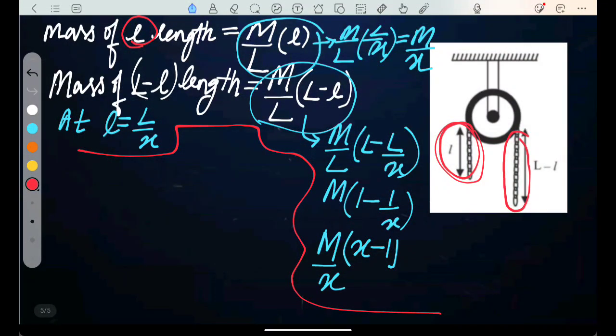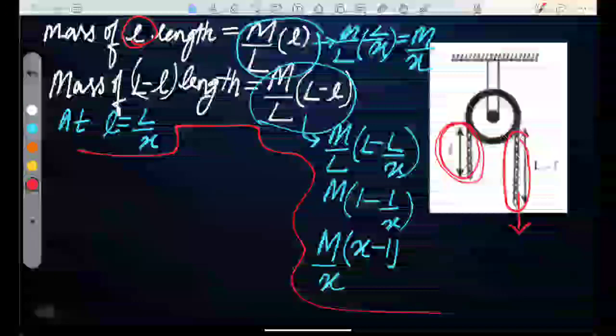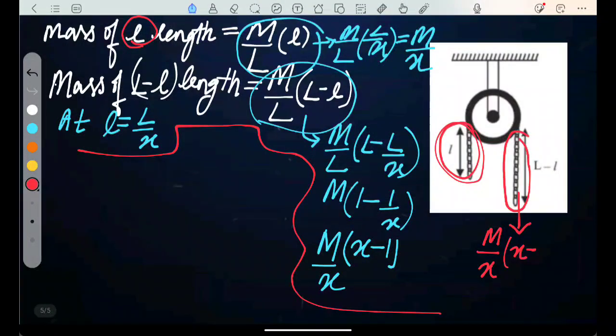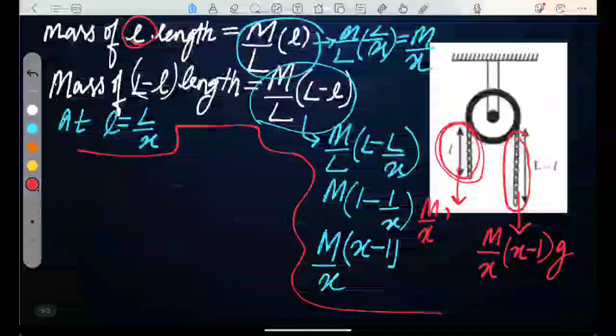The force exerted by this portion of chain in the downward direction is going to be mass times g. What is its mass? The mass of this portion of chain, L minus the small l portion, is going to be, so I'll write, m by L times (L minus l) times g. That is the mass of this. And this will also fall with some acceleration, and it has a mass of m by L times l times g.